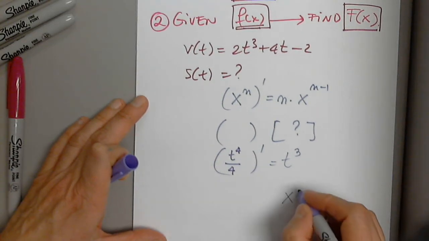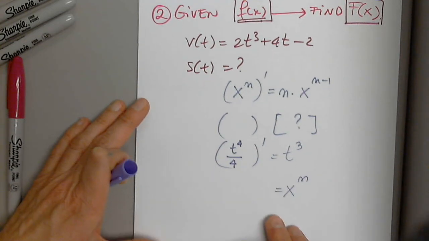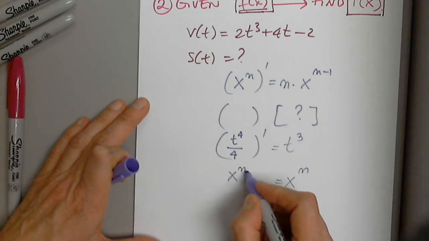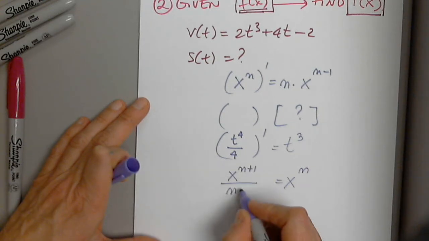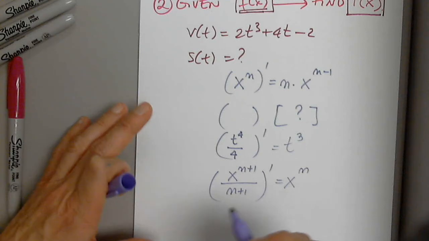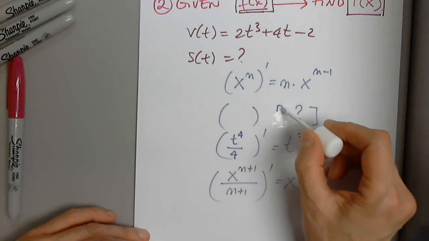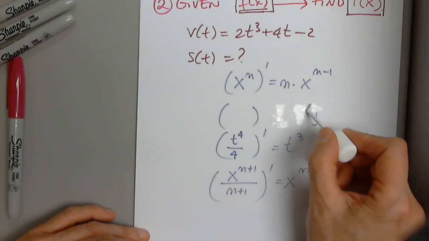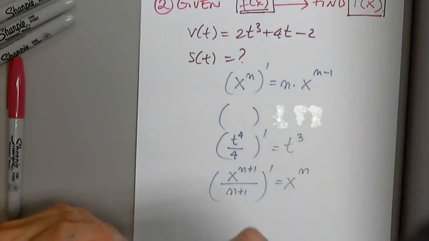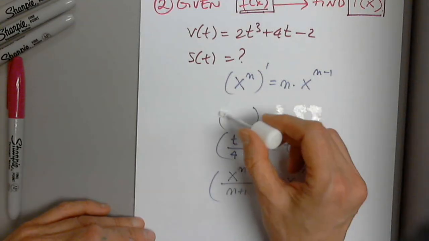So if I want to get x to the nth power, then I have x to the n plus 1 divided by n plus 1, prime. We'll do this one more time together. Don't worry about it. You'll understand it in a blink. Let me show you why this happens.